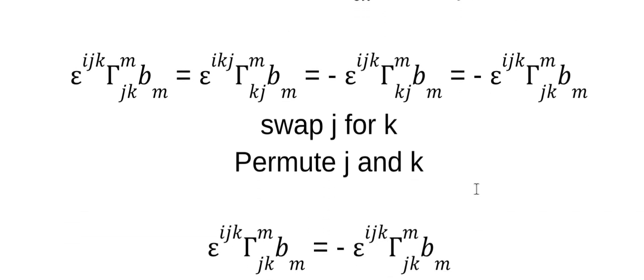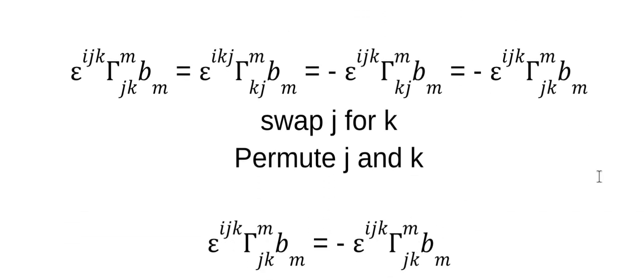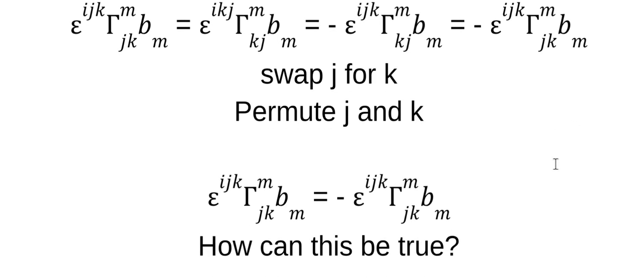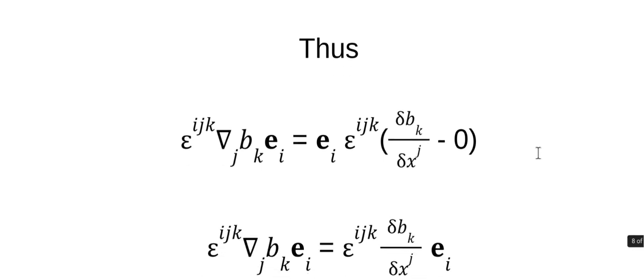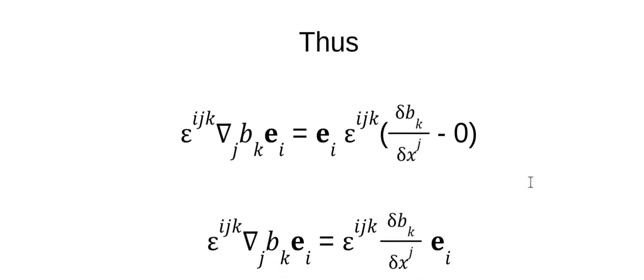Well, how can this be true? It can only be true if they're both equal to 0, right? Nothing else is going to be true unless they're equal to 0. Thus, this expression just becomes 0. So we're left with this. It's just the partial derivatives that are left.